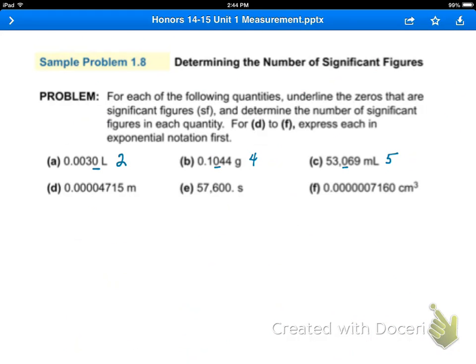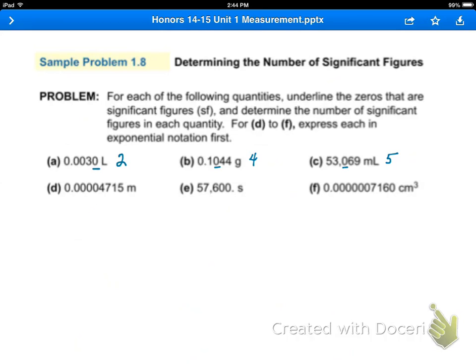All right, so let's take a look at some practice. For each of the following quantities, we want to underline the zeros that are significant and to determine the number of significant figures in each quantity. Okay. So for D and F, we want to express in exponential notation first. So let's take a look at A, B, and C together, and then you're going to try D, E, and F. Okay?